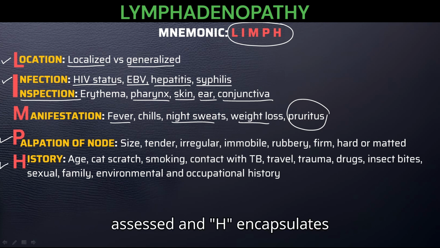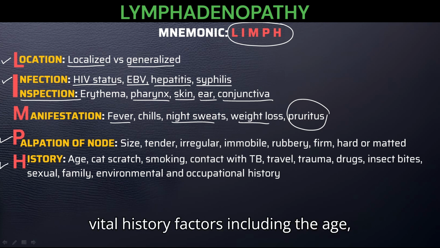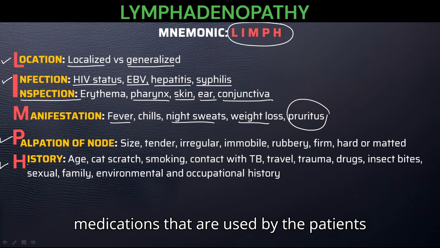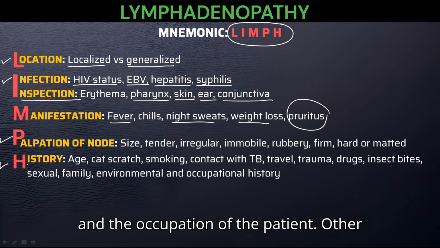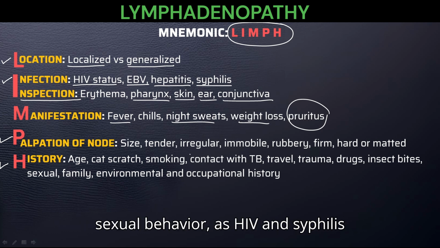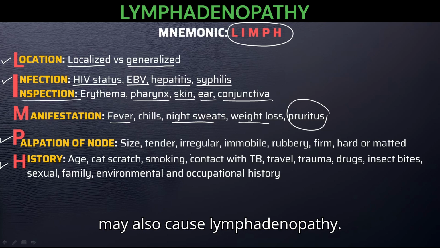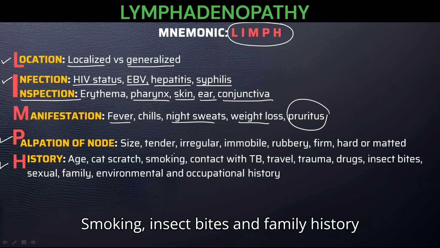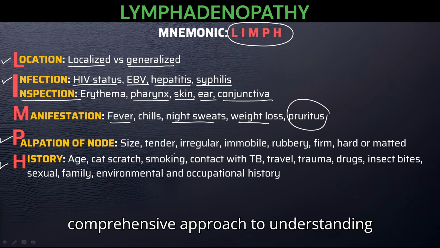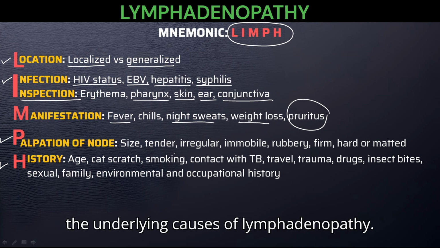And H encapsulates vital history factors, including the age, potential exposures such as tuberculosis, cat scratch, certain medications that are used by the patients, and the occupation of the patient. Other relevant information may also include sexual behavior, as HIV and syphilis may also cause lymphadenopathy. Smoking, insect bites, and family history are also necessary to ensure a comprehensive approach to understanding the underlying causes of lymphadenopathy.